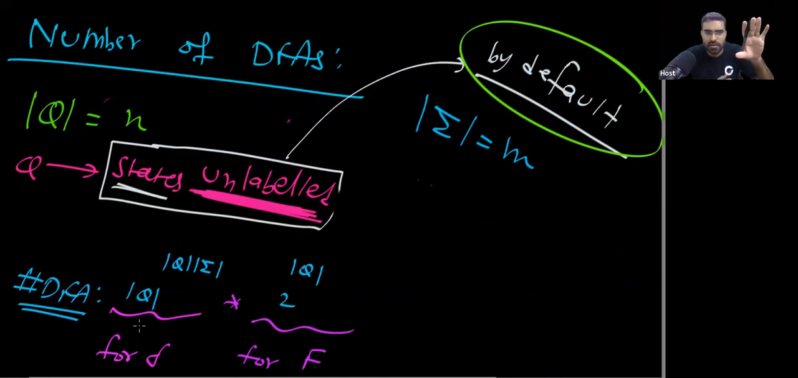See, don't rote learn, don't memorize. Are all these things intuitive? Are you understanding what we are learning? In the GATE exam, they can give you any situation. They can give you a specific initial state, states unlabeled, or states labeled. Is this point clear? Let me know.